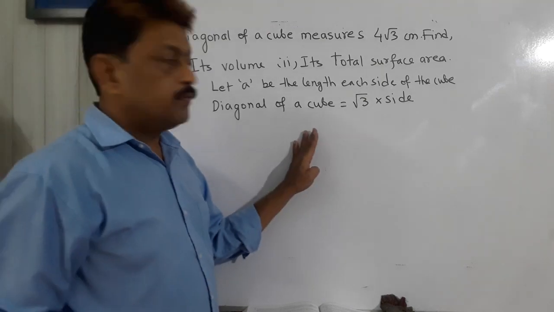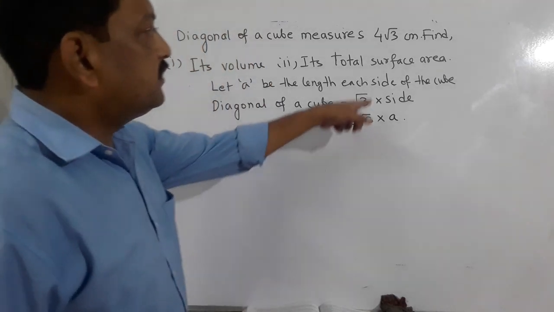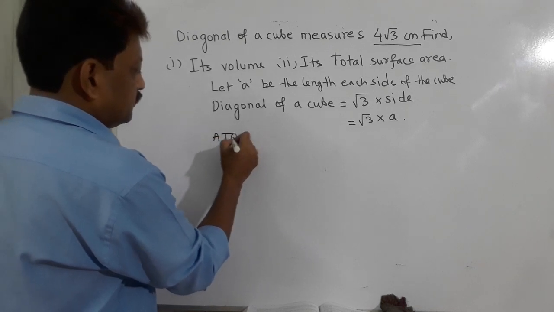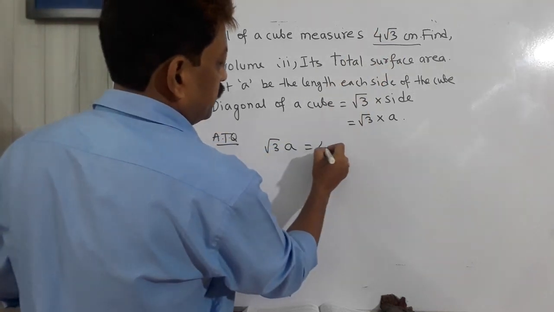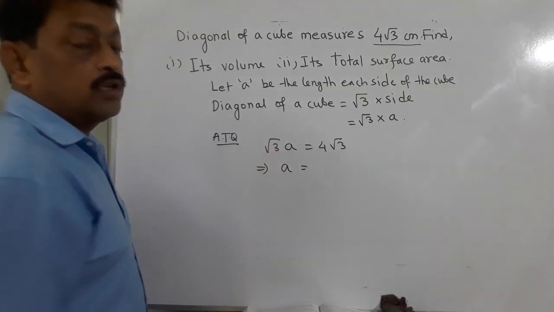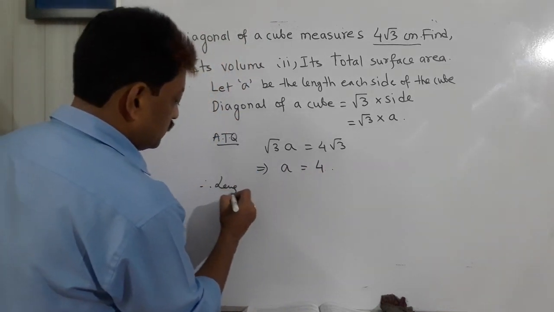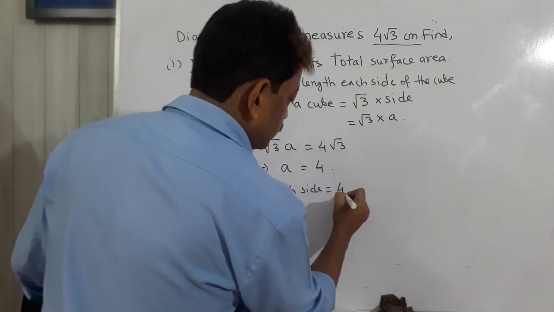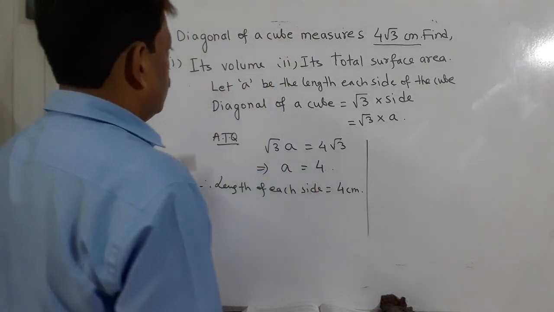So what is the diagonal of the cube? It will be √3 multiplied with a, and that is given as 4√3 centimeter. So according to the question, √3 multiplied with a is equal to 4 multiplied with √3. So √3 will be cancelled from both sides, then a will be 4. Therefore the length of each side is equal to 4 centimeter.